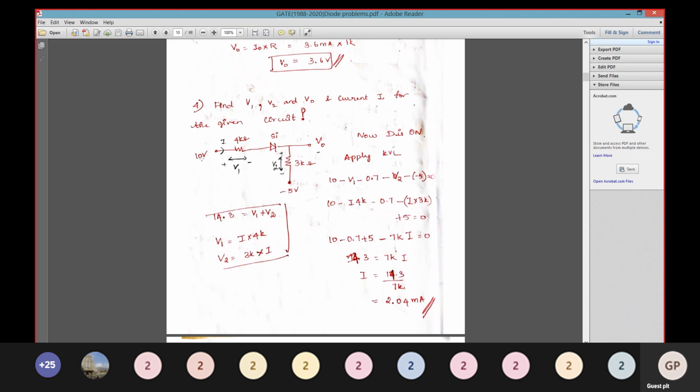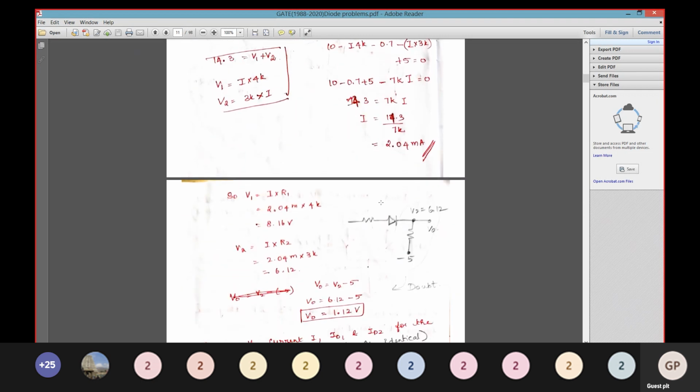So now apply KVL: 10 minus V1 minus 0.7 minus V2 minus of minus 5 is equal to 0. Now substitute V1. V is equal to I into R, so I into R 4K, and similarly here I into R 3K. Now rearrange the equations and find the value of I. I is equal to 14.3 divided by 7K. So we have found that it is 2.04 milliampere.